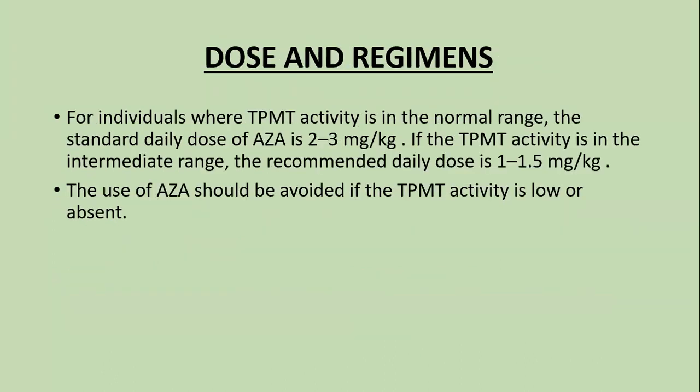The dose and regimen. For individuals where TPMT activity is normal, standard dose of azathioprine is 2 to 3 milligram per kg. If TPMT is in an intermediate range, recommended dose is 1 to 1.5 mg. Use of azathioprine is avoided if TPMT activity is low or absent.